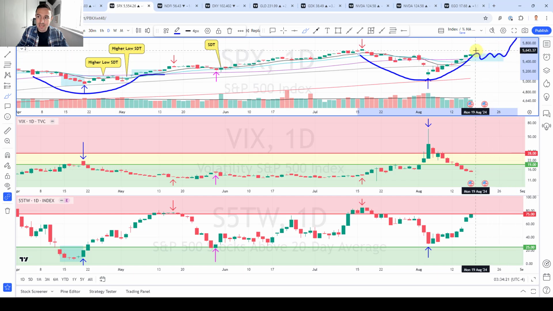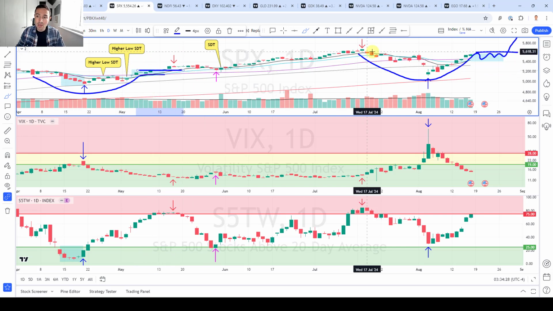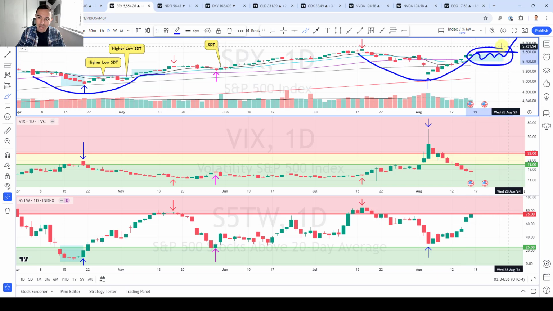So something like this, is it going to be as textbook as I've just drawn there? Of course it's not going to be that textbook. It'd be nice if it is, right? And we get something like this setting up. But what I'd like to see is tightness in price, a little cooling off period, low volume. I'd like to see that there isn't too much distribution going on if that proverbial handle is going to form.